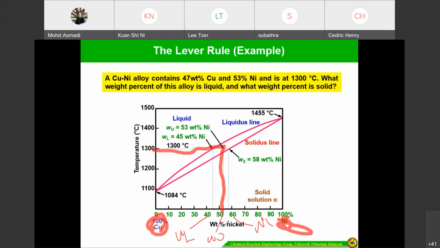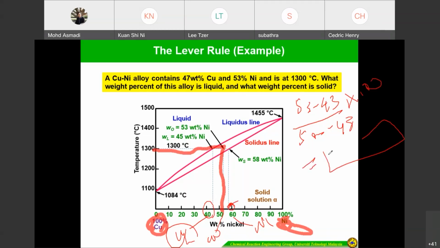If you look here, for the initial composition, XL is W naught minus WL, so minus 53. This one you can get around 43%. Divide by this one, maybe around 58, minus WL, so minus 43, times 100. So you can get the answer, around 62%.